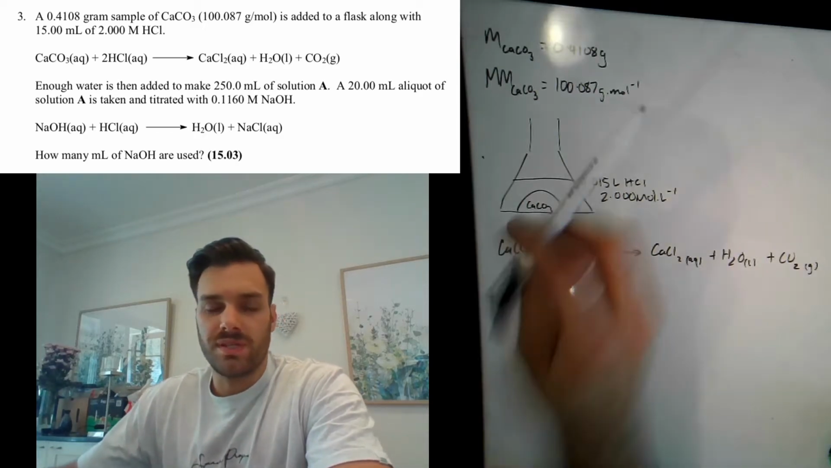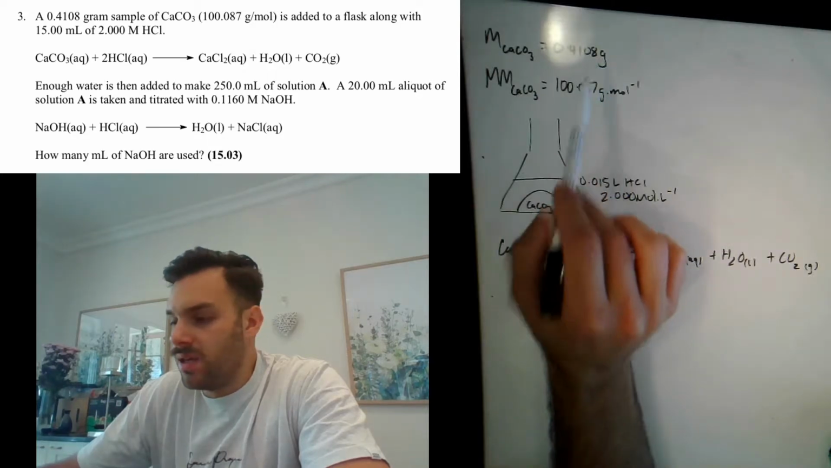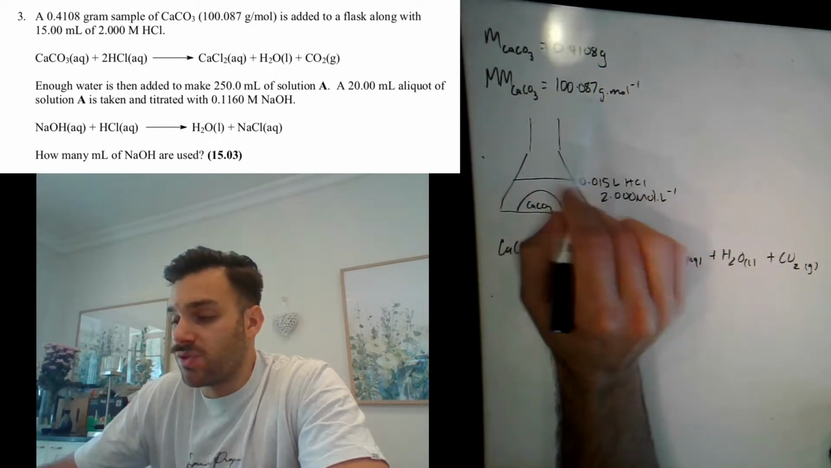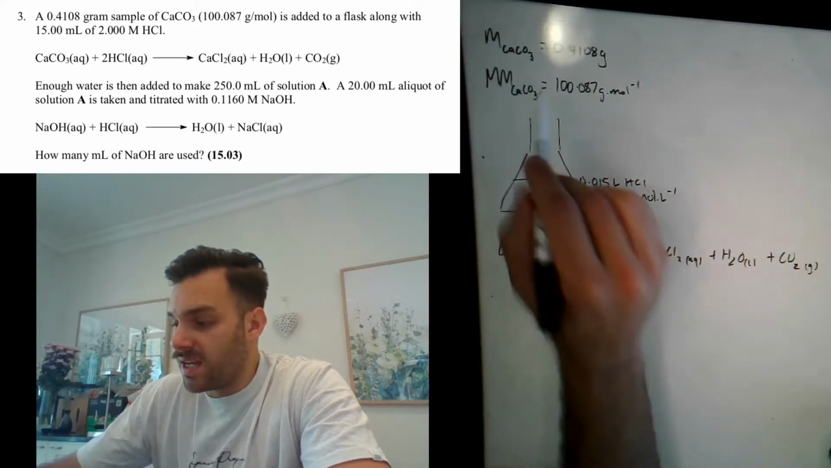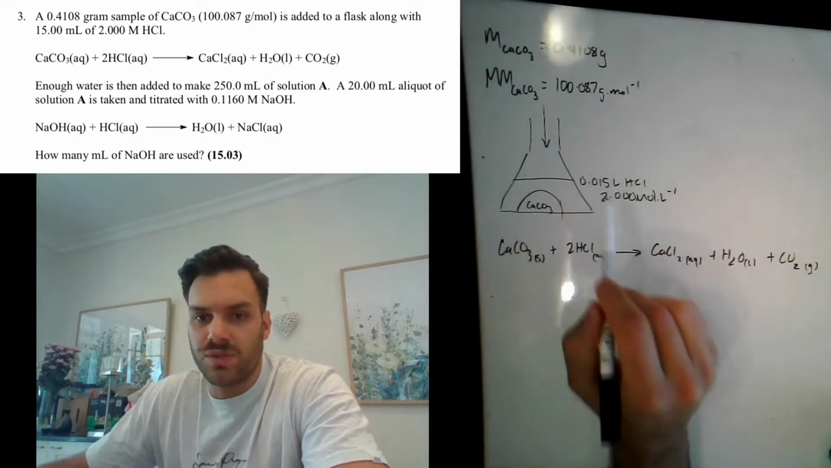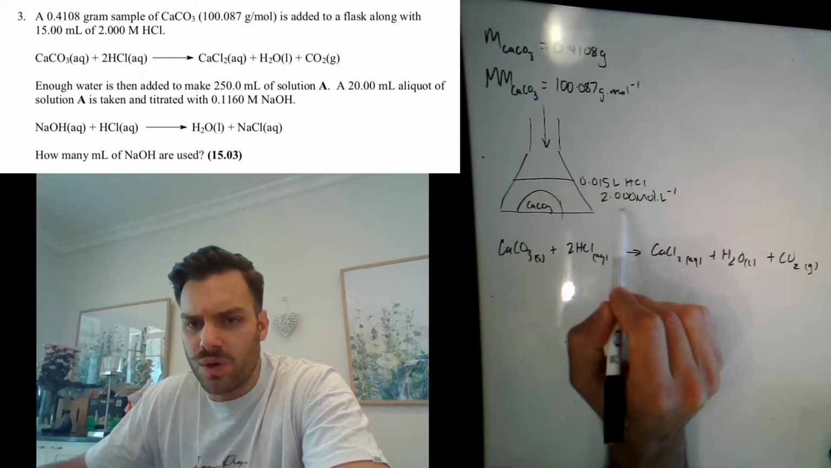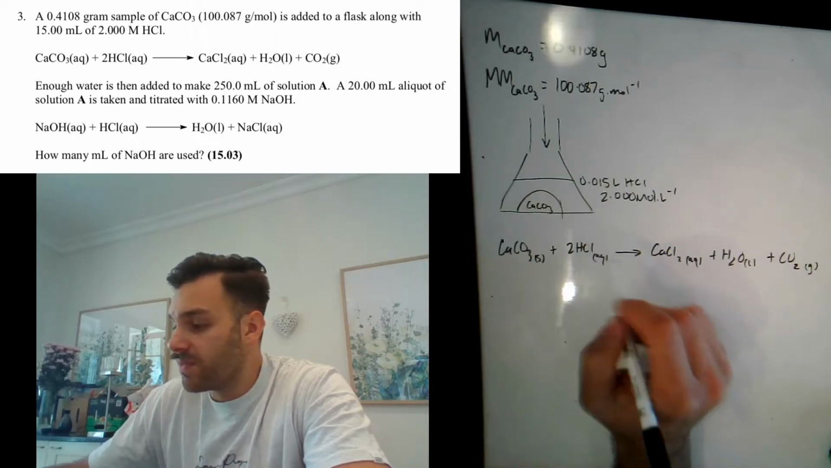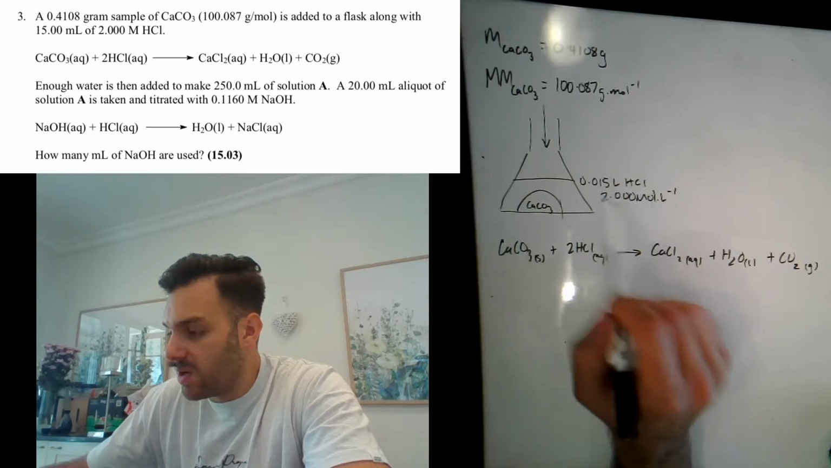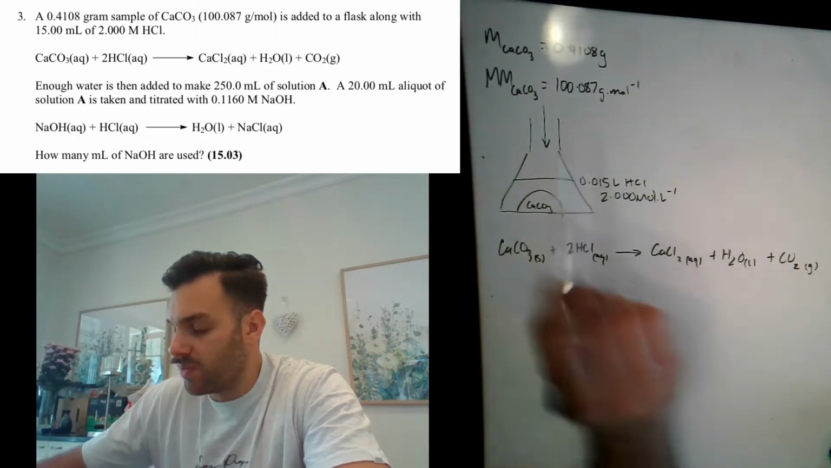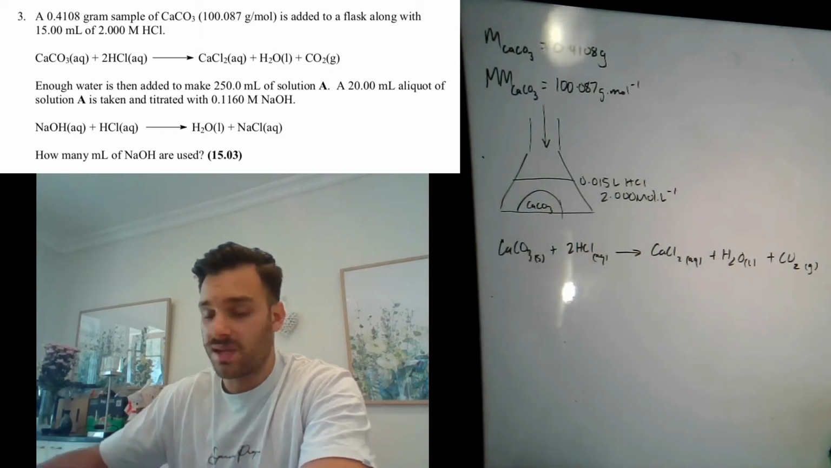All right, so we've got the situation where you've got 0.4108 grams of calcium carbonate. It's got that molar mass. So straight away, M on M, you know that you can work out a number of moles. That's added into this flask, which has got 15 mils, so 0.015 litres of HCl, which is 2 molar. And we've got an equation here. We can actually work out the number of moles that we started with here in HCl because we have a concentration and a volume, and we can work out the number of moles of the solid we have. So let's go ahead and work out both of those to start with.